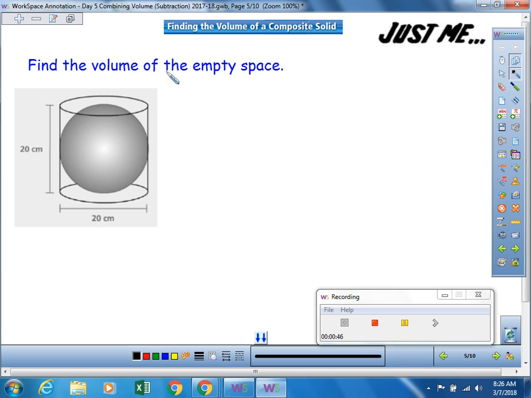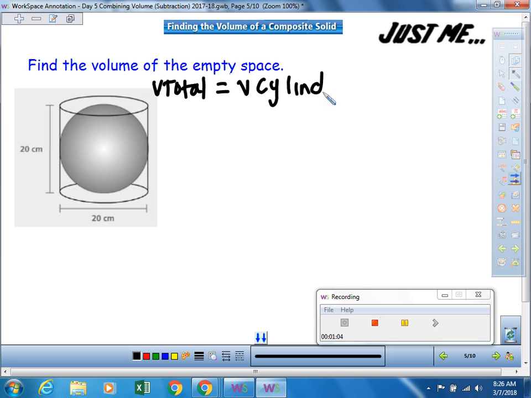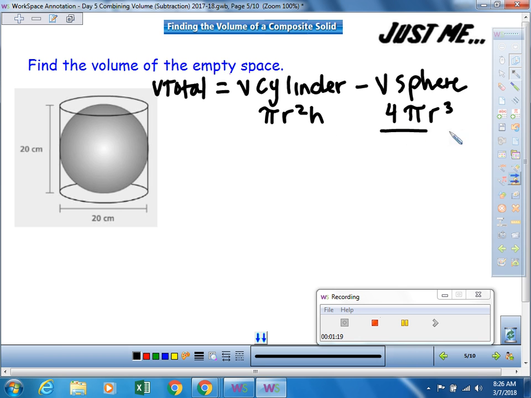Okay, so what two shapes do we have here? We have a cylinder and a sphere. So we can say volume total equals the volume of the cylinder first, minus the volume of the sphere. So the formula is pi r squared h. This one is 4 pi r cubed over 3. Remember, if there's no h, it's cubed. That's how you remember that.